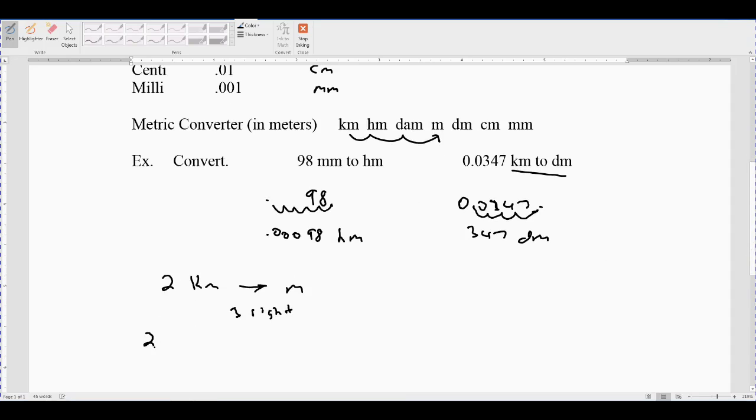So take the number 2, which has a decimal in the end. Move it 1, 2, 3 to the right. So 2 kilometers is 2,000 meters, and that makes sense if you really think about it. Because kilometers are pretty big, or really, really big. So it's going to take a lot of meters to make a kilometer. So it's going to take even more to make 2 kilometers. And that's how we're done with the metric system.